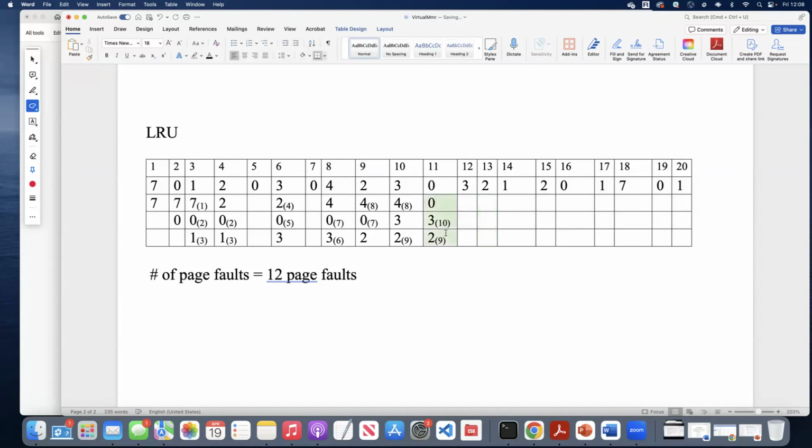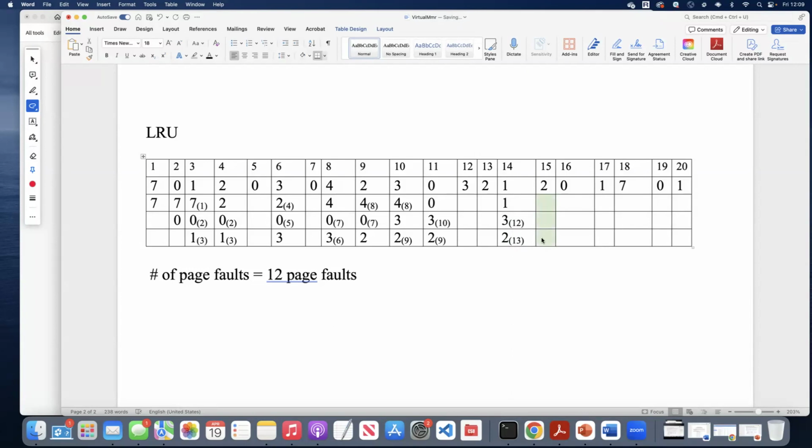And page 1 is needed. We need to select a victim page. Page 0 is accessed at time 11, page 3 is accessed at time 12, and page 2 is accessed at time 13. Now we can see page 0 has not been accessed for the longest period of time. So page 1 replaces page 0.